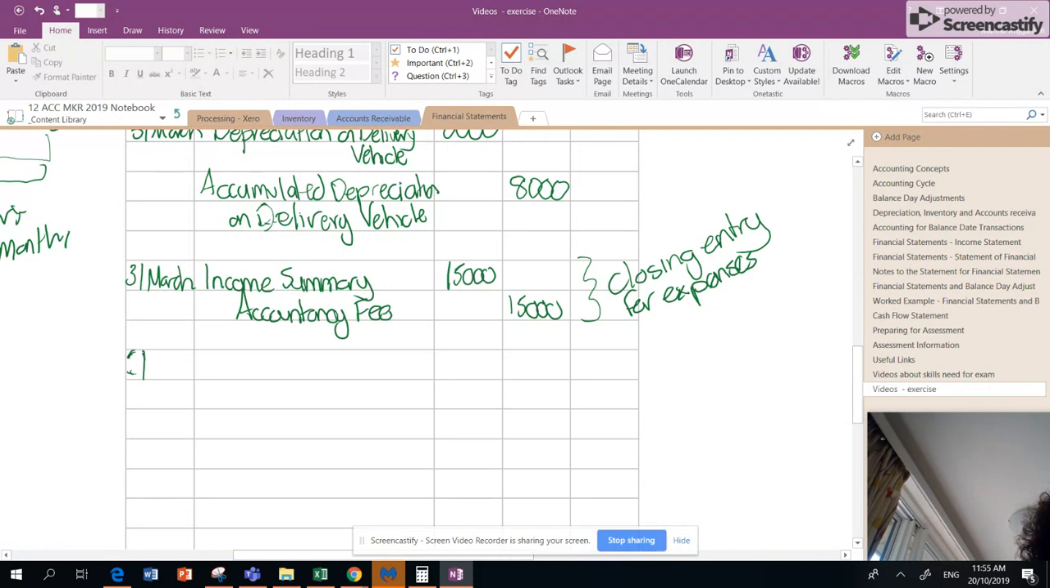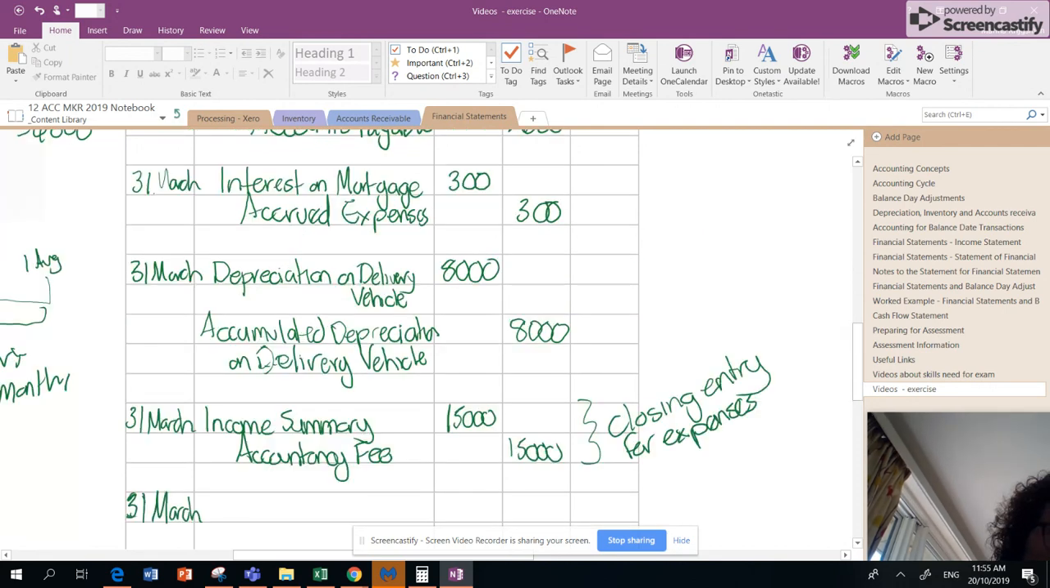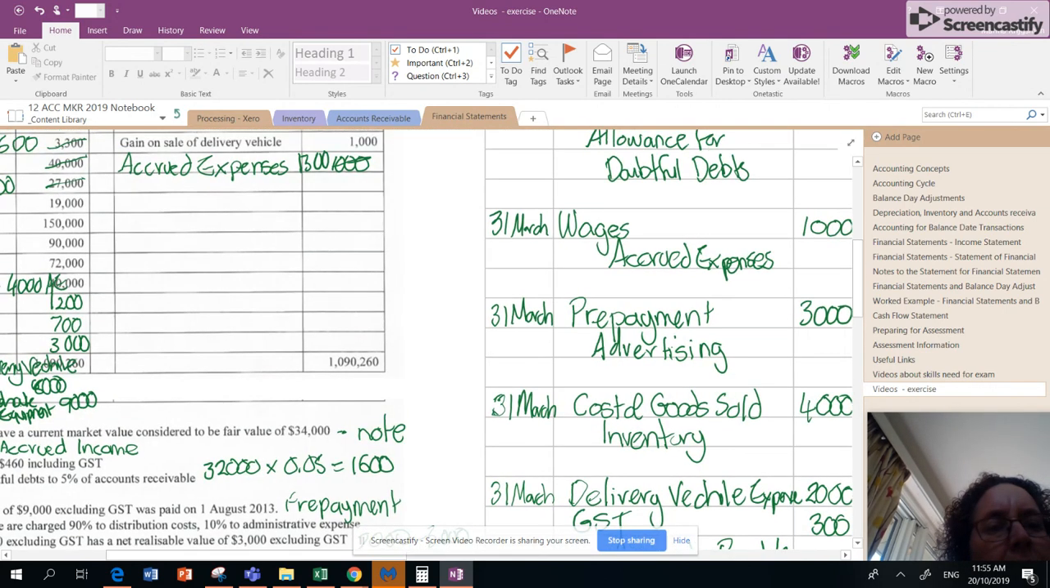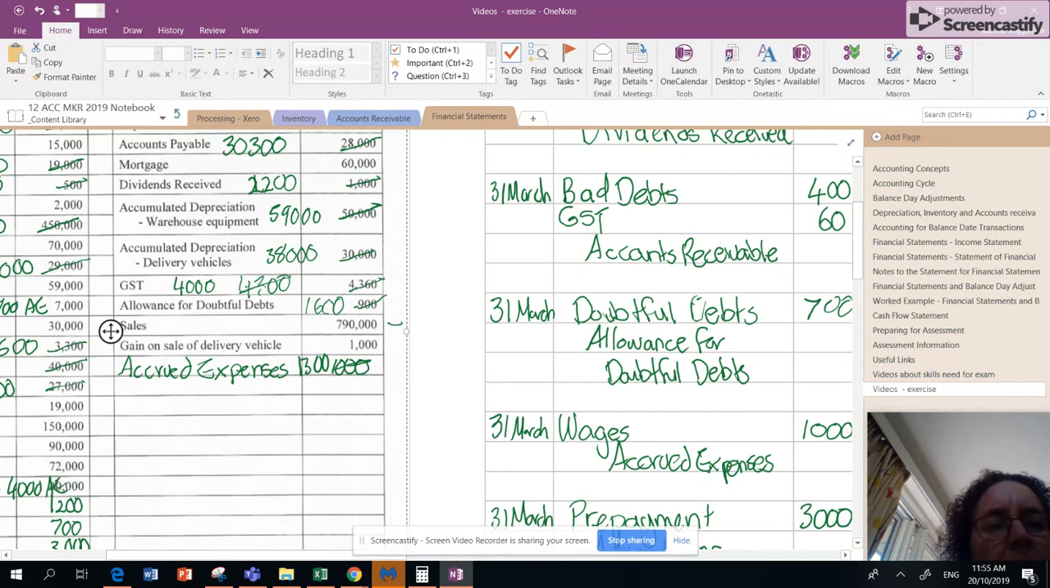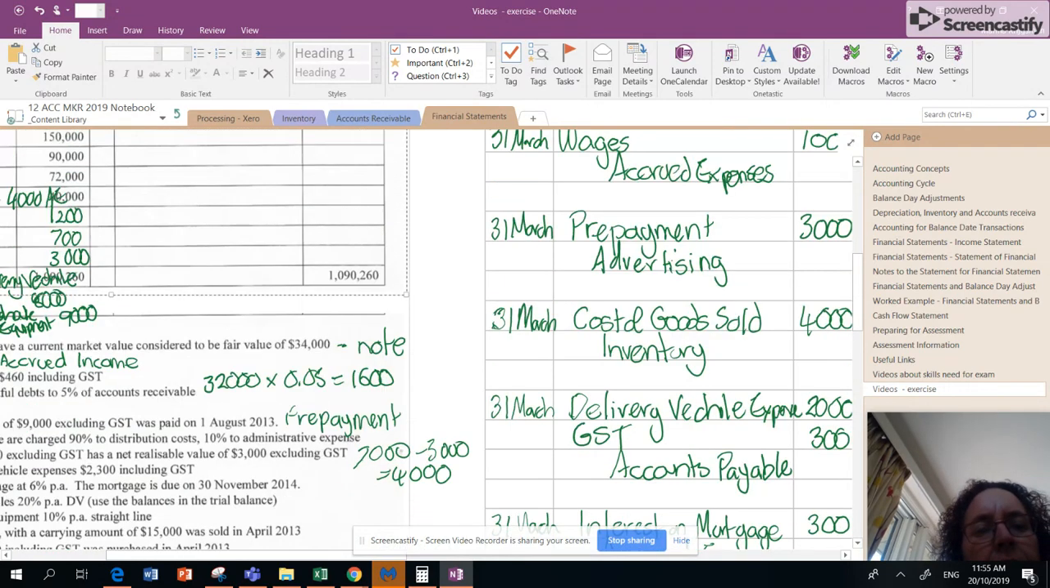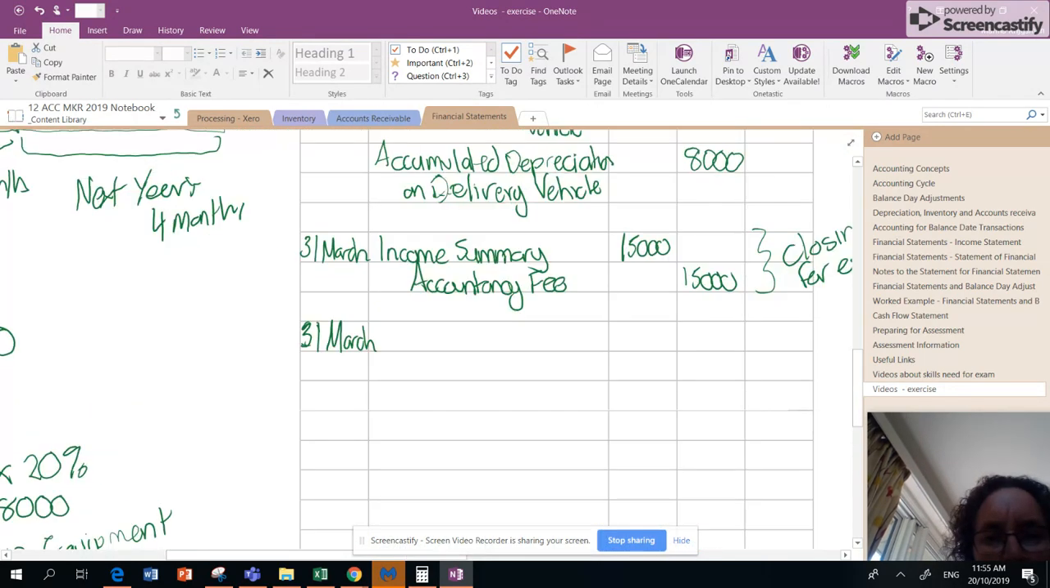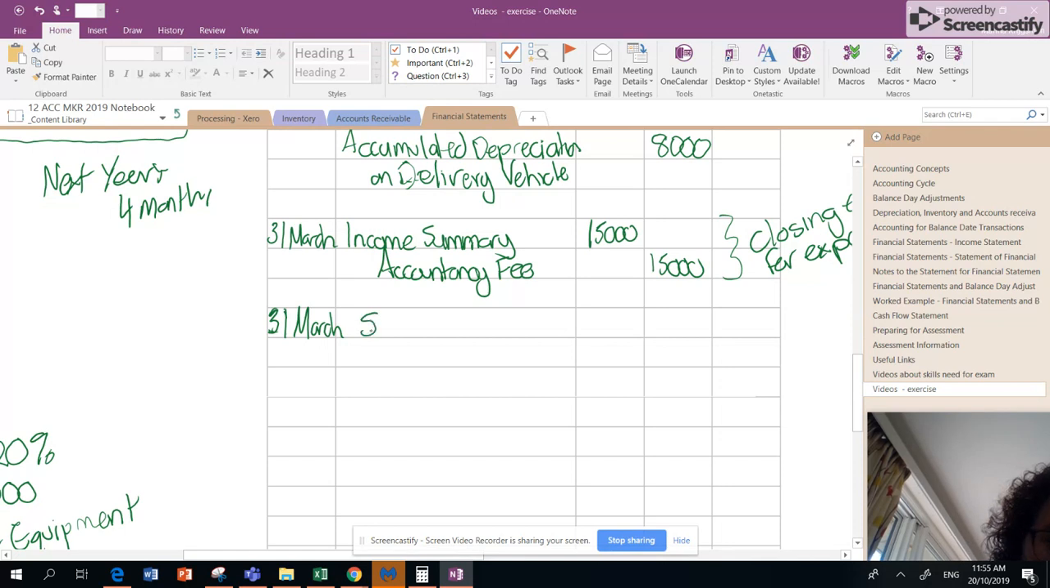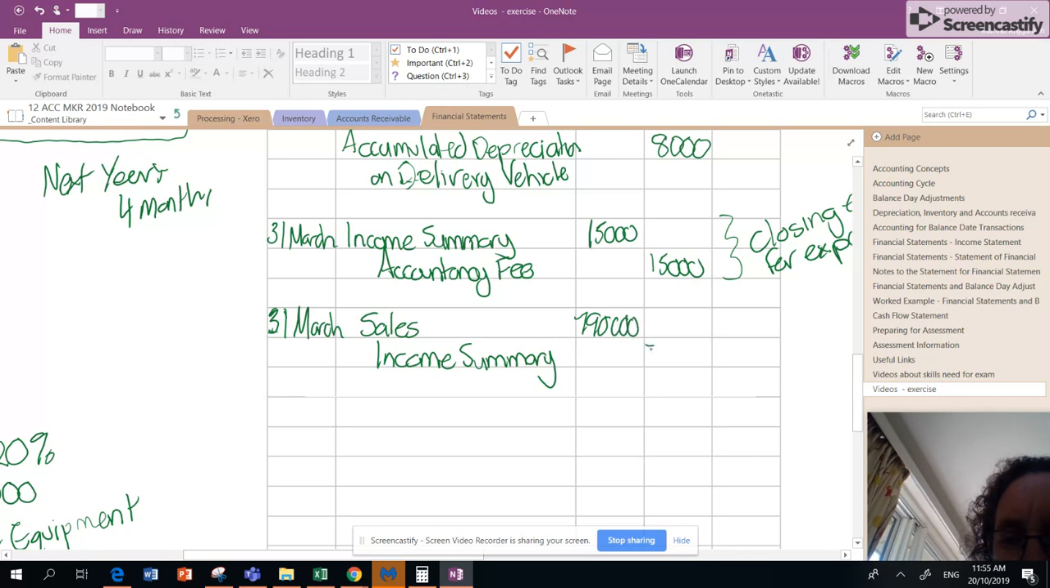If we were going to close off our income accounts, let's close off sales of 790,000. So it's going to be debit sales to close it off and credit to income summary, 790,000.